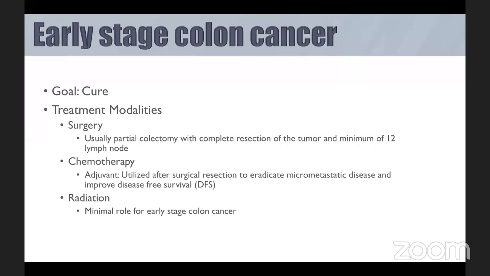For the early stage, we want to cure the patient. We do surgery with a minimum of 12 lymph nodes examined for metastasis, and we do chemotherapy mainly for colon as adjuvant, which is after the surgery, to eradicate any remaining disease and improve the disease-free survival.